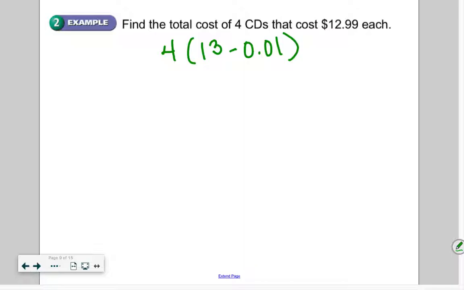What's 4 times 13? We can do a miniature version of the distributive property, right? What's 4 times 10? 40. What's 4 times 3? 12. 40 plus 12. 52. So it's $52 minus what's 4 times a penny? 4 hundredths, or 4 cents. So now $52 take away 4 cents is going to be $51.96.